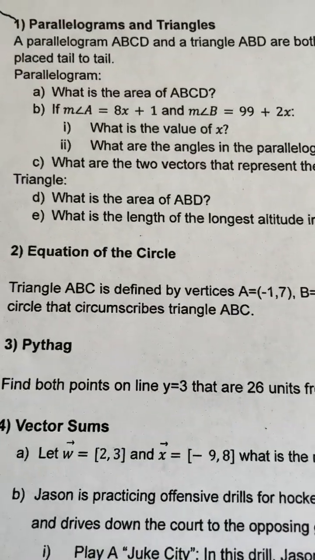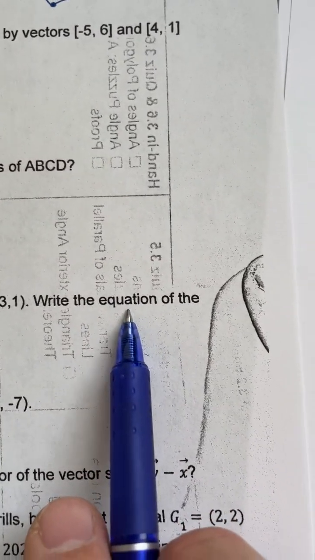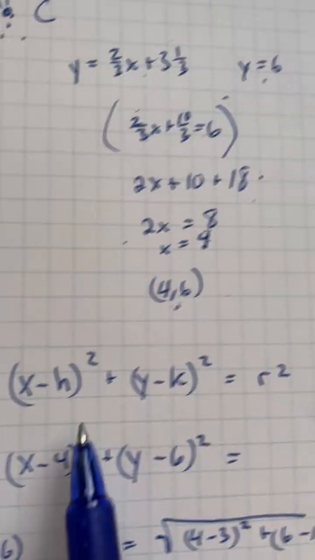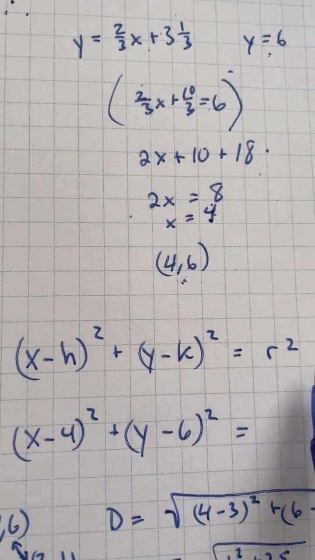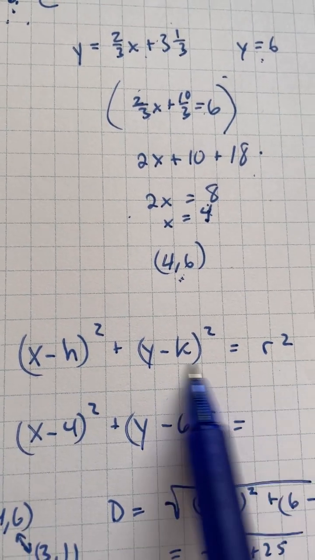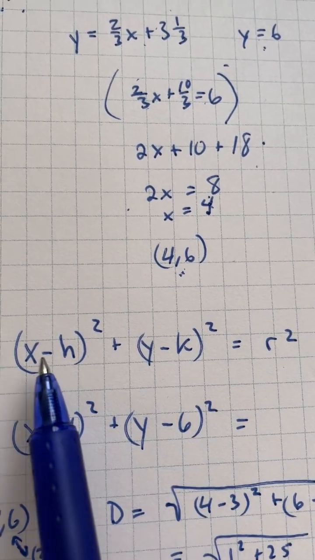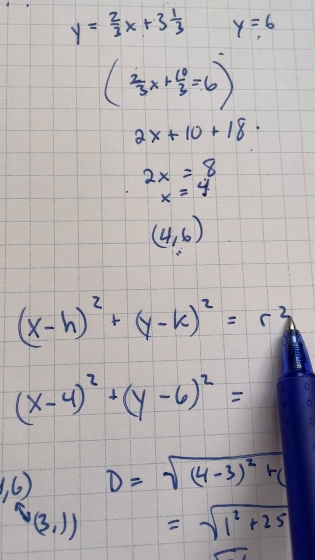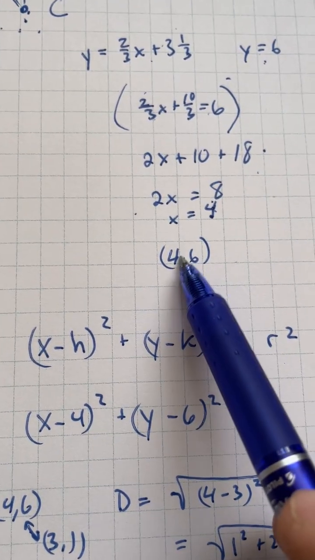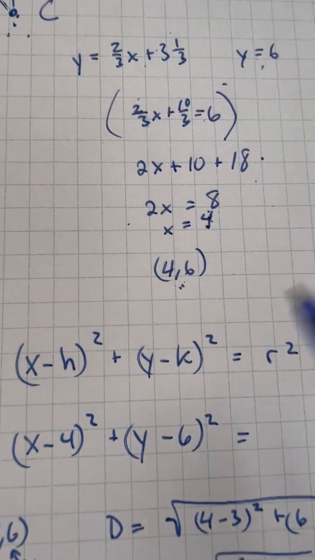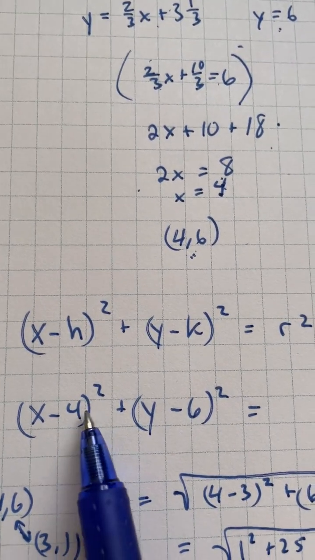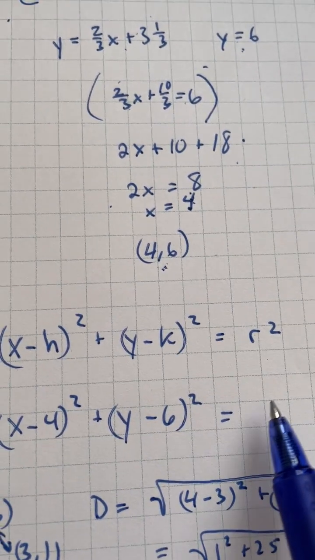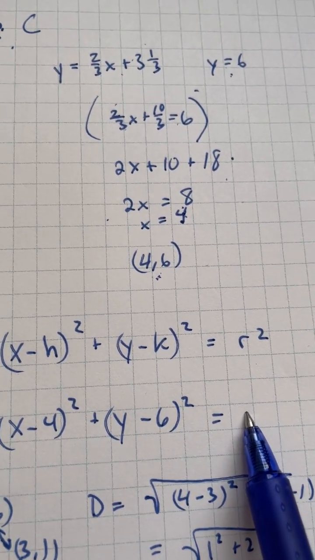Make sure you reread the directions and make sure you're giving them what they want. They want the equation of the circle. You have to memorize this. This is the general form of the equation of a circle, where h and k are the center and r is the radius. And notice it's squared. The circumcenter is the center of our circle, (4, 6). I didn't figure out the radius yet. I got to go back and do that.